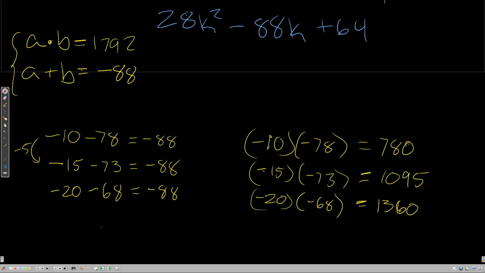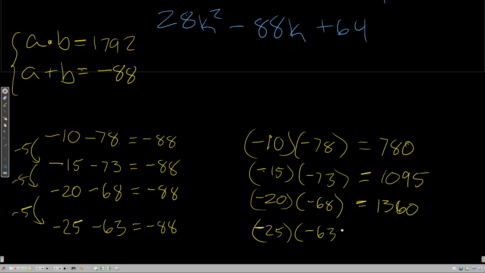Okay, let's go another 5. So that was minus 5, and here I'll do minus 5. So negative 25, that was minus 20 minus 5, and then it should be minus 68 plus 5, and so that would be minus 63. That adds up to minus 88. But negative 25 times negative 63 is 1575. Okay, we're getting awful close.